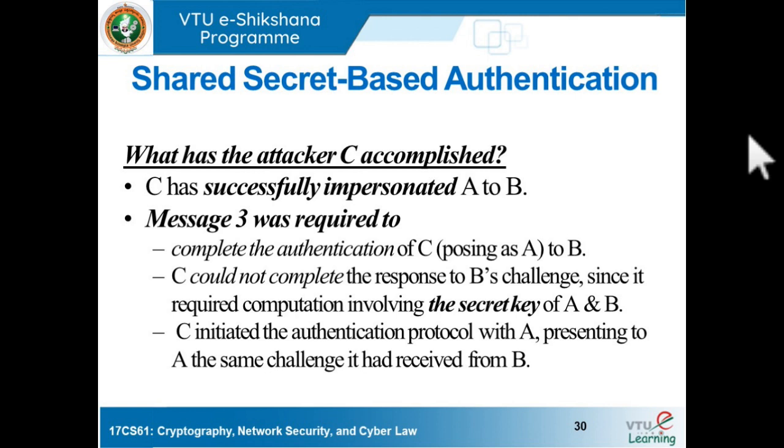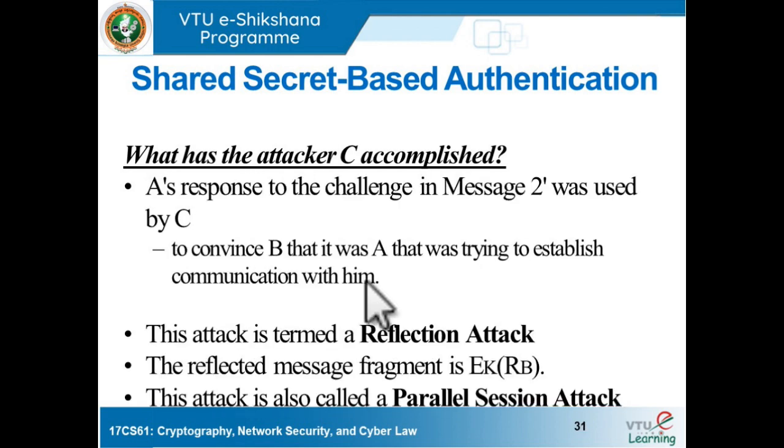Now let's look at what the attacker has achieved. Now C is an attacker and he has successfully impersonated A and B. This third message that was sent by C to B says that it is required to complete the authentication of C to B. Now over here C could not complete the response to B's challenge since it is required to compute the secret key of A and B. So hence C initiated an authentication protocol with A, presenting to A the same challenge it received from B.